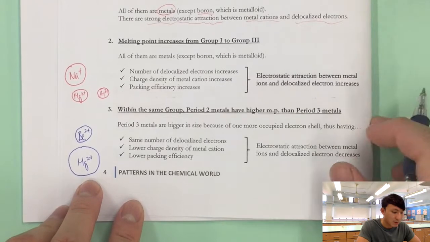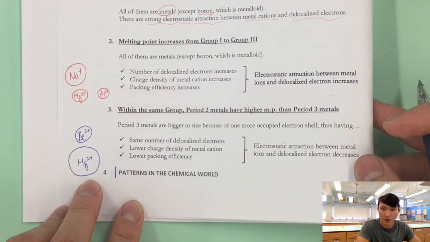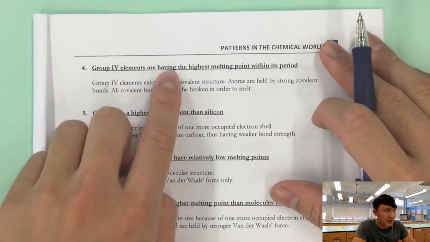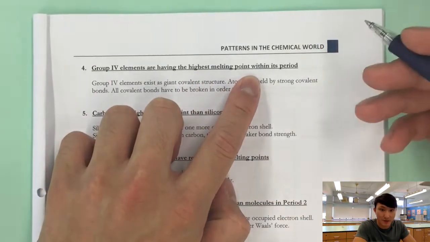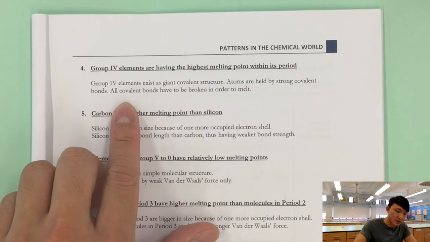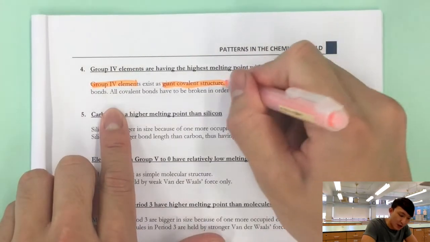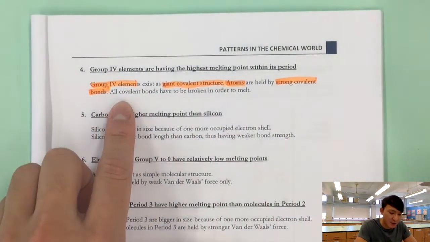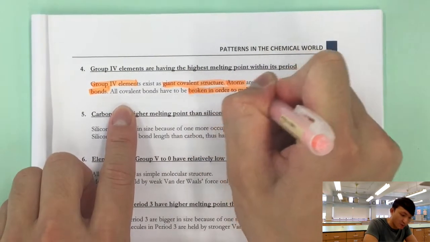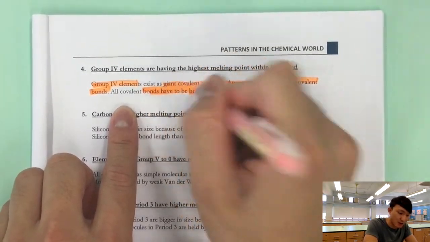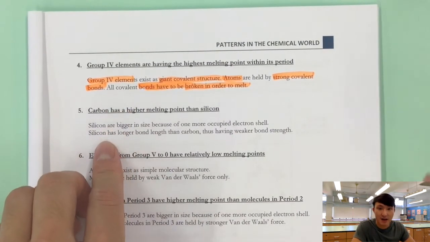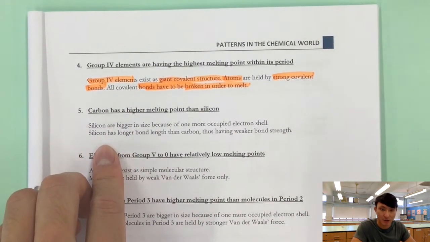Okay? So all of these are actually some revision of Form 4 bonding and structure concepts. Now, moving on to group 4. You see, group 4 elements have the highest melting point within this period because they all have a giant covalent structure, and the atoms are held strongly by covalent bonds. If you have to melt it, you need to break all the bonds, which is very, very difficult, requiring a very high temperature. So that's why they have a very high melting point.